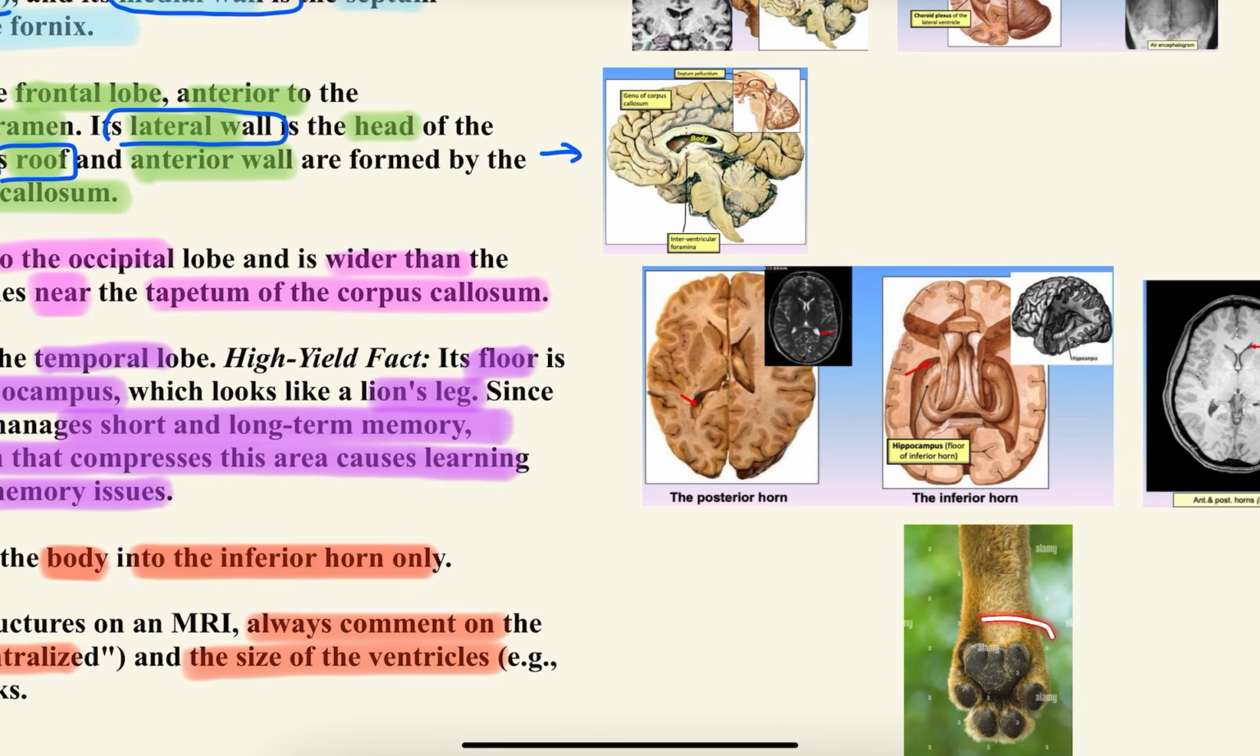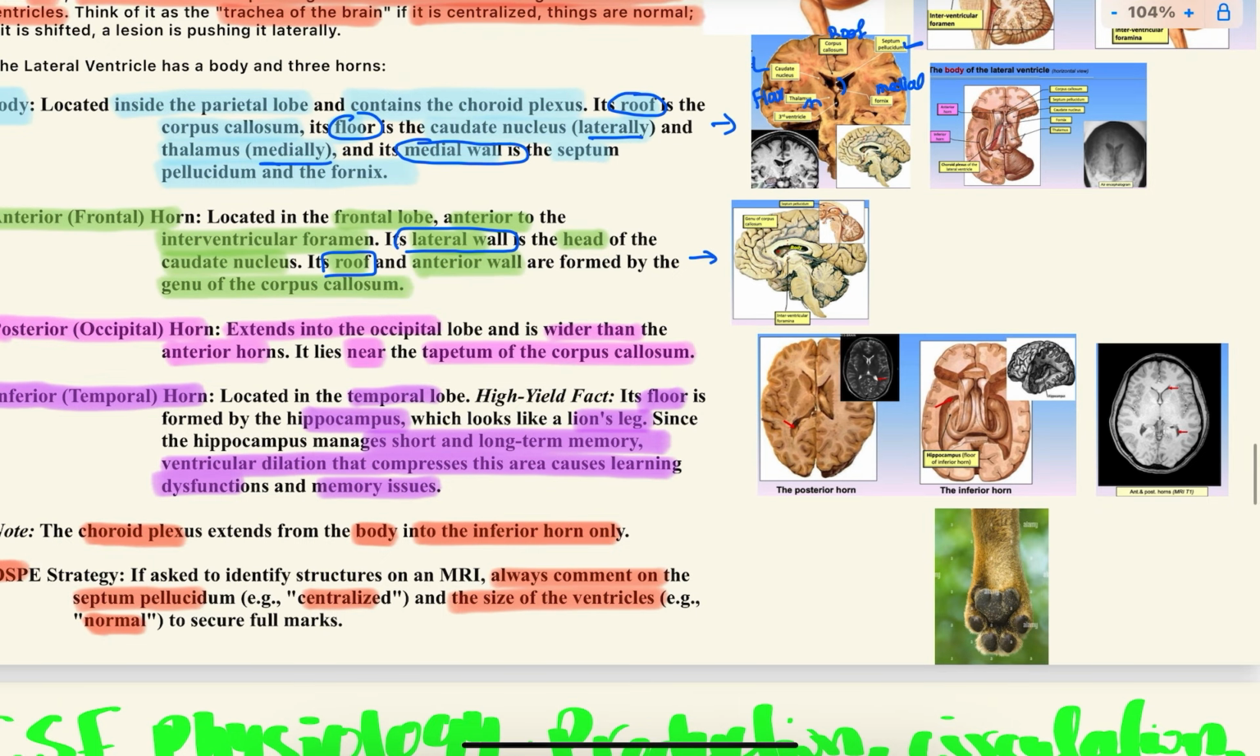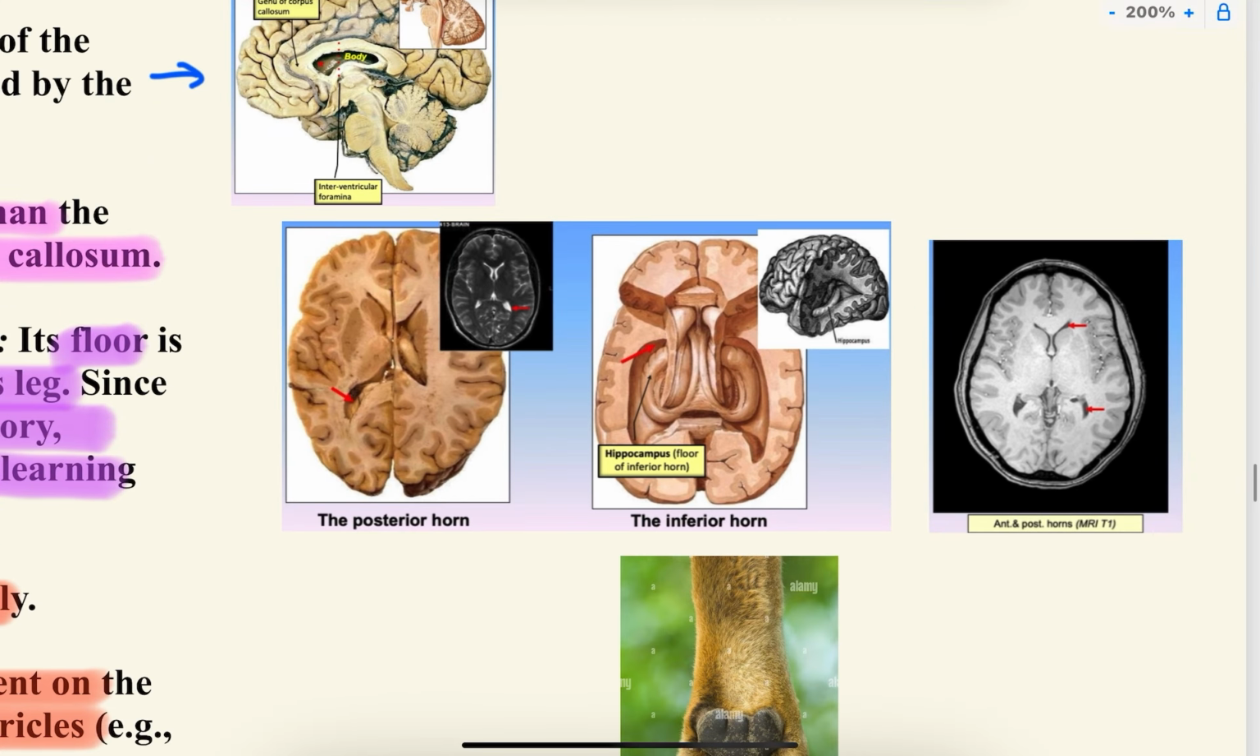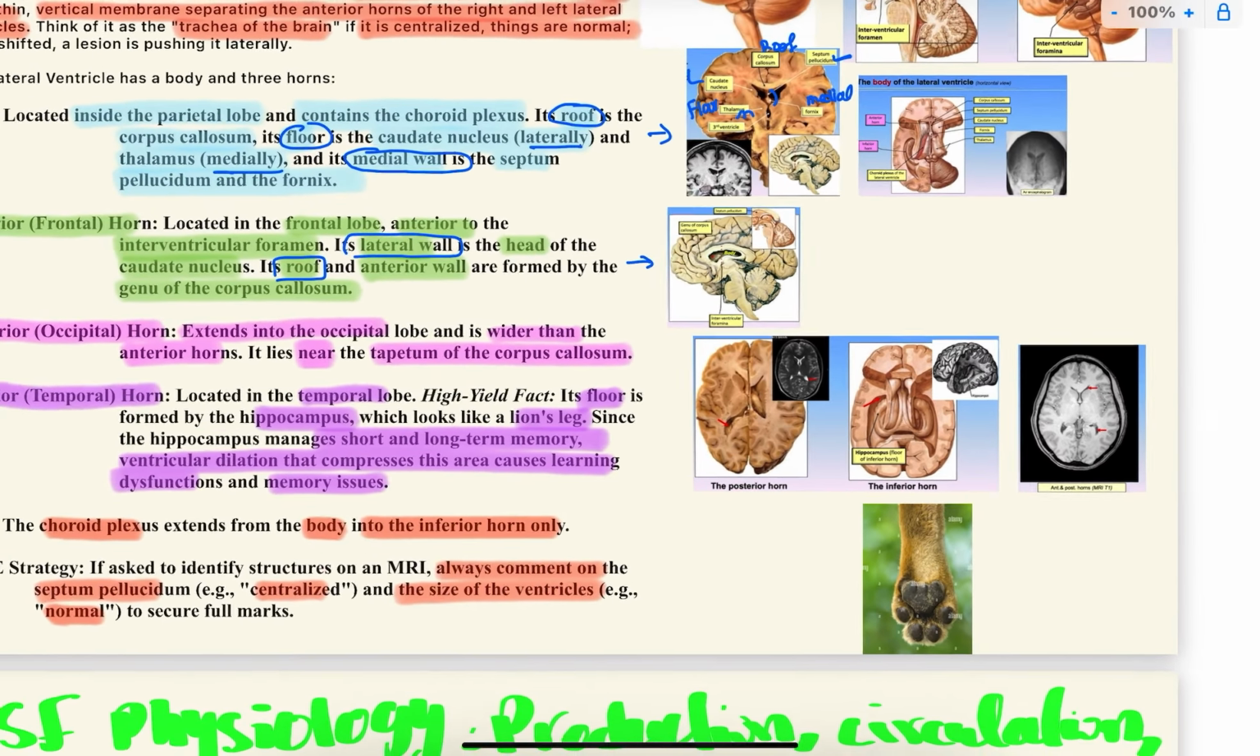The hippocampus looks like a lion's leg. So since we see the hippocampus, if I have any injury here, it will affect the memory, short and long-term memory, leading to dysfunction of it. Okay? And any type of ventricular dilation that compresses this area could also affect the memory. Here I can see the anterior horn and this is the posterior horn.